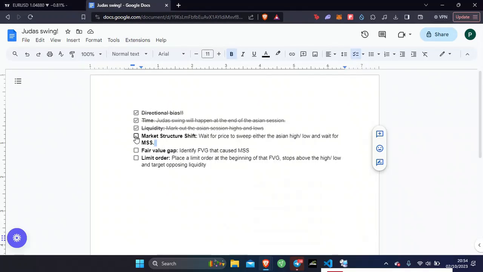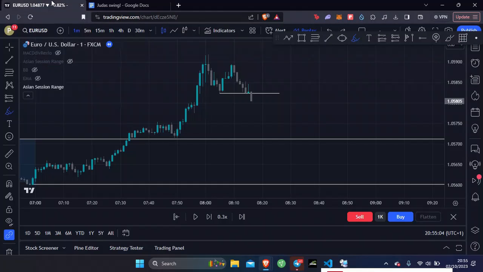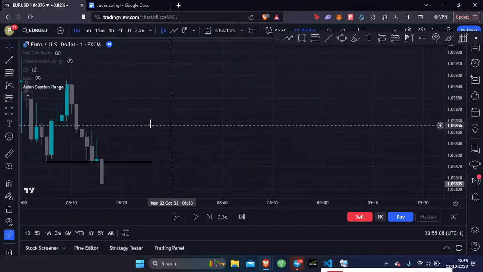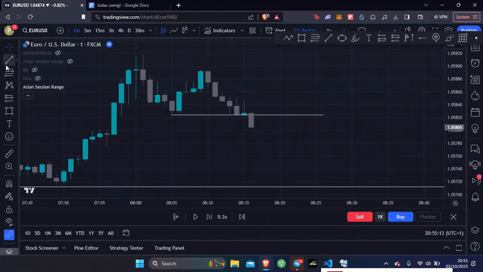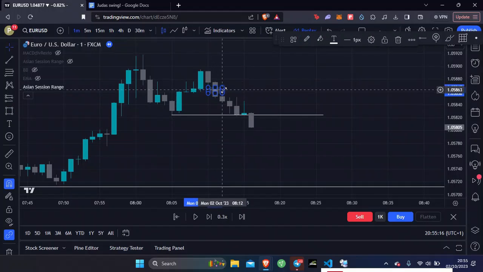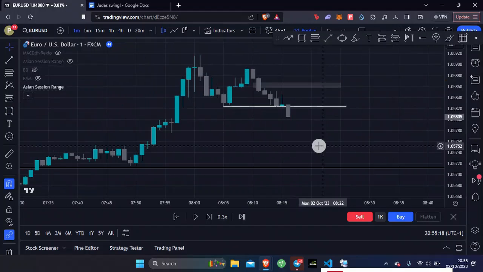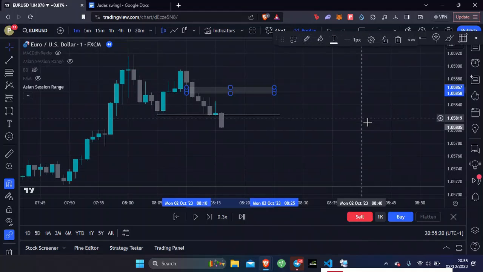So now we've seen the Asia highs and lows get swept. We've seen the Asia high get swept. Now we're waiting for identification of the fair value gap that caused the market structure shift. So now let's go back onto the charts and let's find it, right? Let me zoom in. Let me see if you guys can already pick up where it is. Here we go. Right there. Perfect. So now that is our fair value gap.